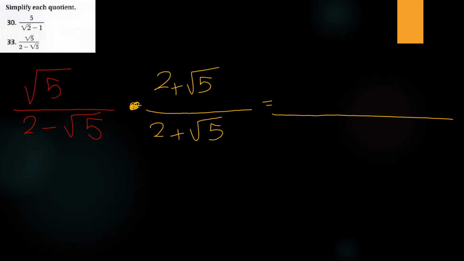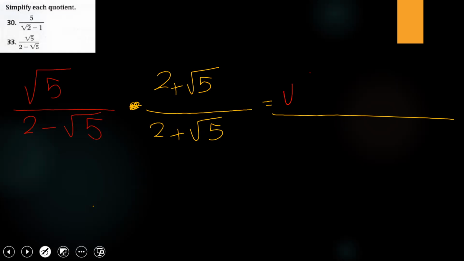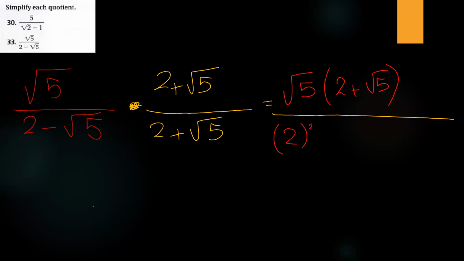Yalla then. In the numerator, what you have to write? Square root of 5 multiply 2 plus square root of 5. Yes, so I have to multiply the first numerator with the second numerator. Now let's multiply the denominators. It will be 2 squared, minus square root of 5 squared.